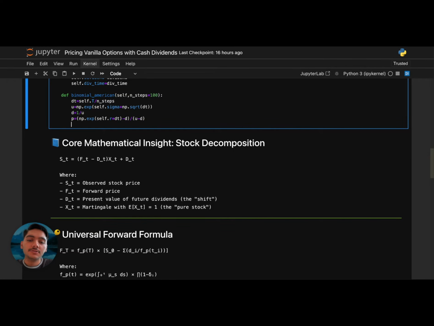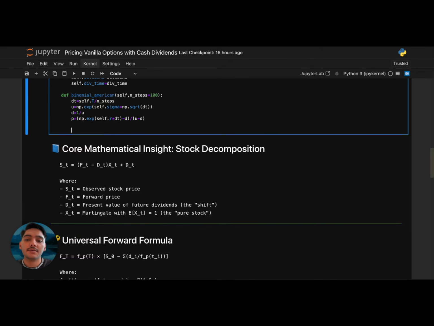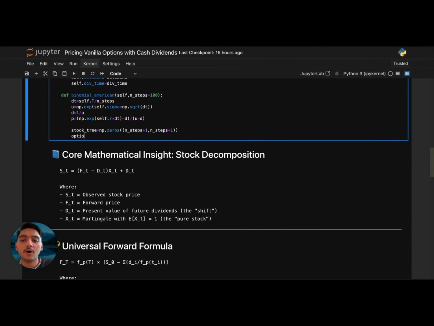Now let's build the stock price tree. The stock tree is defined as np.zeros of (n_steps plus 1, n_steps plus 1), and the option tree will be equal to np.zeros of (n_steps plus 1, n_steps plus 1).